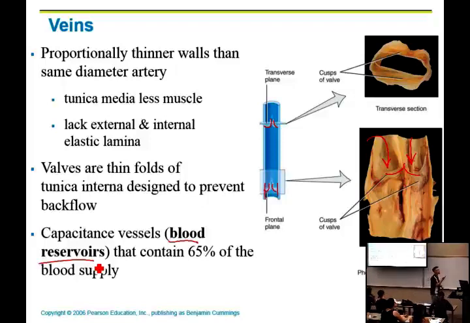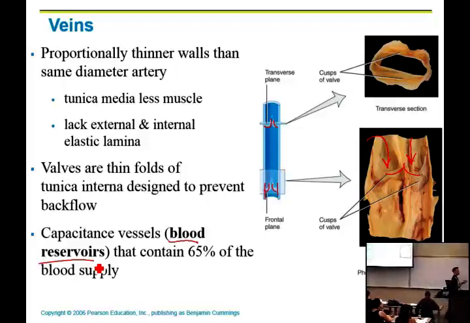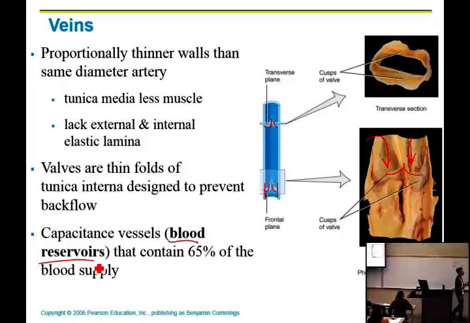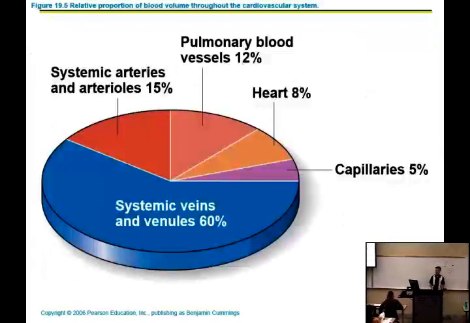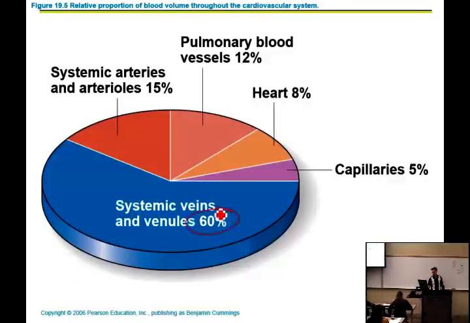And so as we're going through here, moving very slowly, low pressure, so these are blood reservoirs, if you will. There's a lot, proportionally, there's a lot of our blood that ends up in there. So about over half of the blood ends up in the veins and venules compared to the arteries and arterioles and things like that, okay?